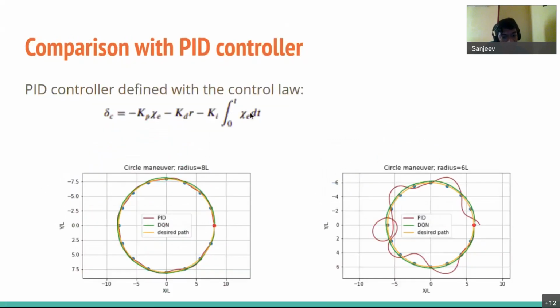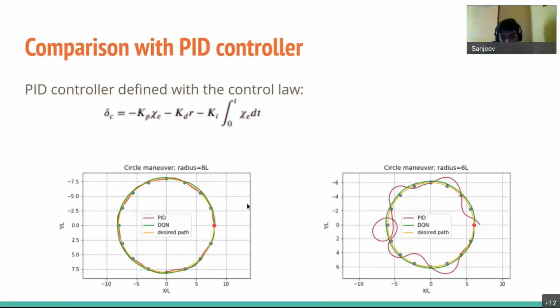And we defined a PID controller using the controller. This is just a simple PID controller, and it was tuned for this circle that you see here. So it was tuned for this circle of radius 8 ship lengths and defined by 17 waypoints. And we see that the PID performs as well as the DQN. It is slightly better than the DQN in this circle because it was tuned for this one.